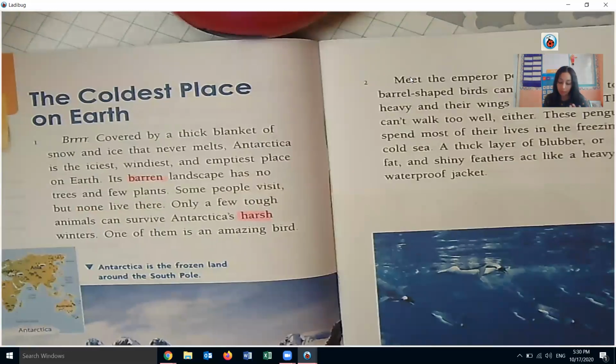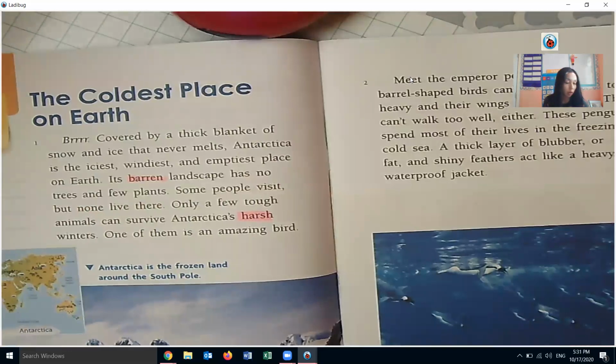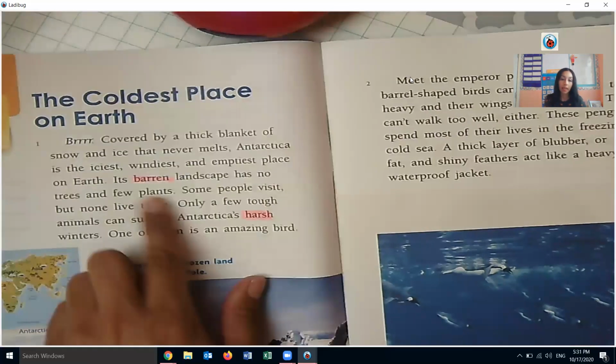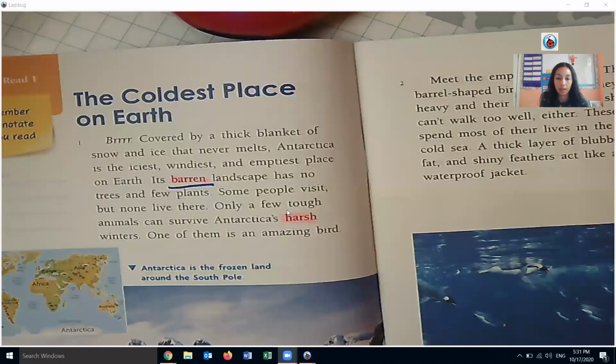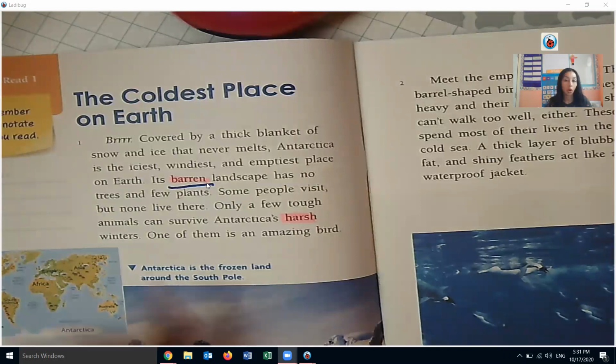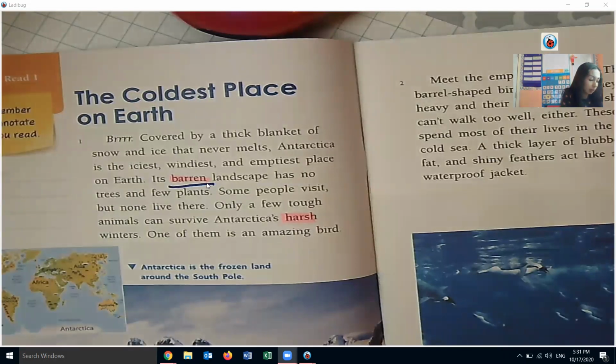We're going to read the selection aloud, and then we're going to look at the word barren, which I actually highlighted. I highlighted barren and harsh because these were vocabulary words. If you want to highlight them or underline them, you can. Barren. Sorry about that, I'm not sure what happened. It kind of paused on me here. So anyway, we're focusing on the word barren. While we read this story, we're going to look up the word barren and use it in a sentence. So here's The Coldest Place on Earth, pages 6 and 7. Brr.